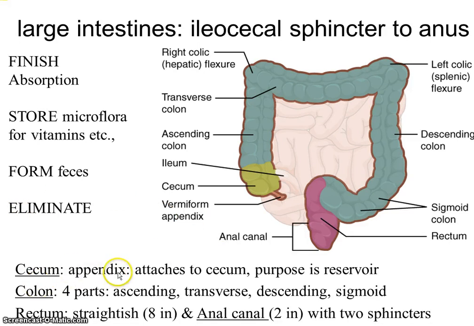So off the cecum, you see this feature, the appendix, which was part of our lymphatic system. And this is a reservoir for bacteria. The colon itself is 4 parts: ascending, transverse, descending, and sigmoid, because it's S-shaped, and sigma is the Greek letter S. And then the rectum means straight, and then the anal canal with its 2 sphincters will finish up the large intestine. And we'll continue looking at this in the next video.